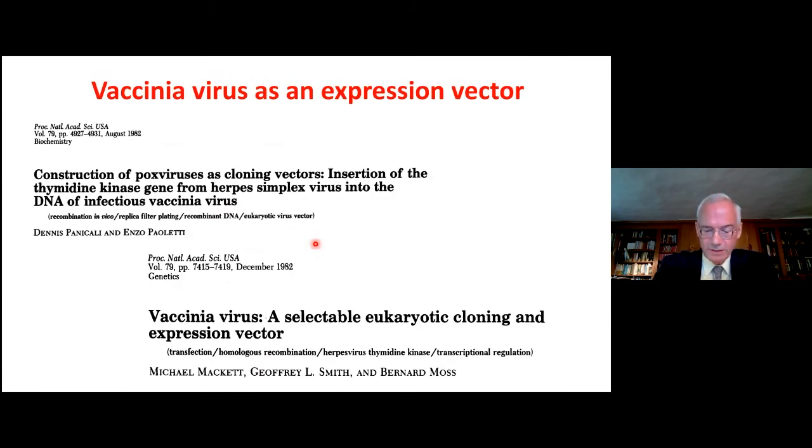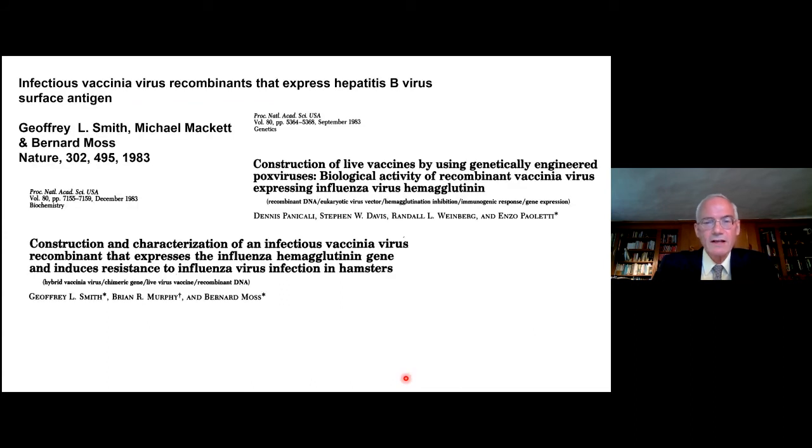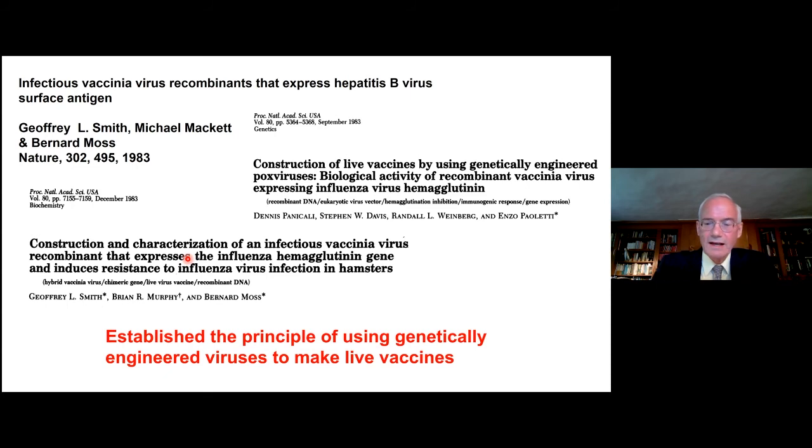So now to conclude, in the last 3 or 4 minutes, with a few words about vaccinia virus. In the 1980s, this virus was developed as an expression vector by 2 groups in the United States, one led by Enzo Paoletti and one led by Bernard Moss. And these groups were able to express genes in vaccinia virus. And if these genes were taken from other pathogens, then you could make a hybrid virus that could be used as a vaccine against the organism from which that gene was derived.